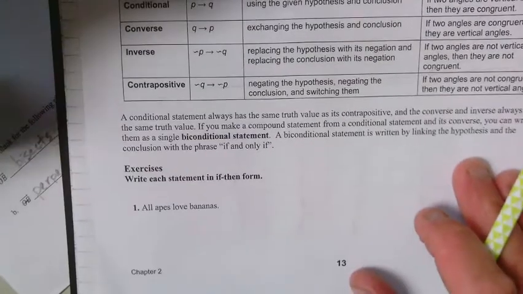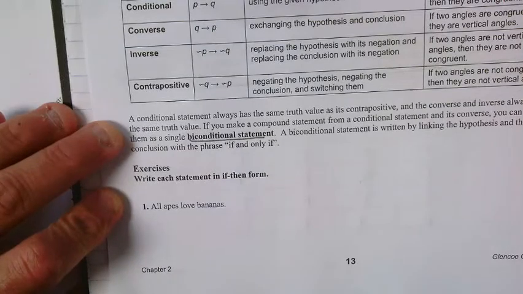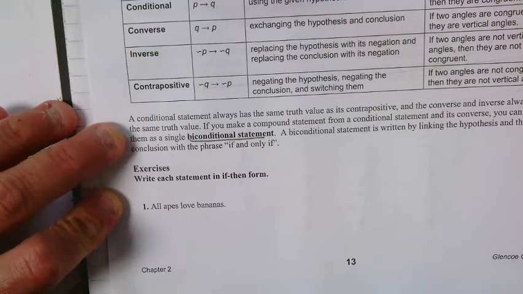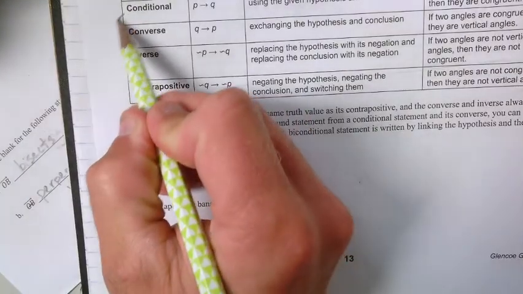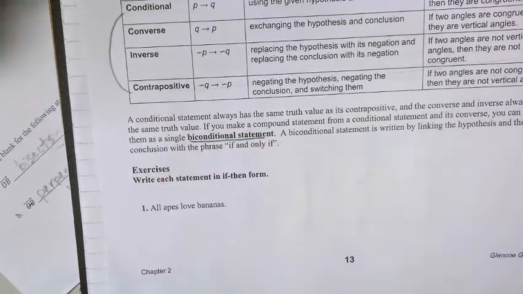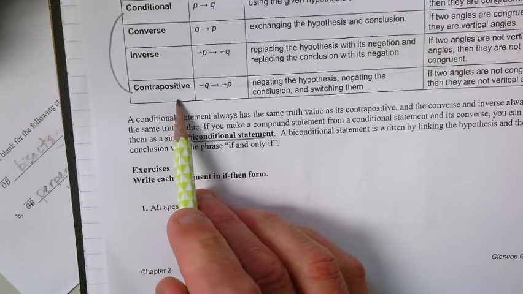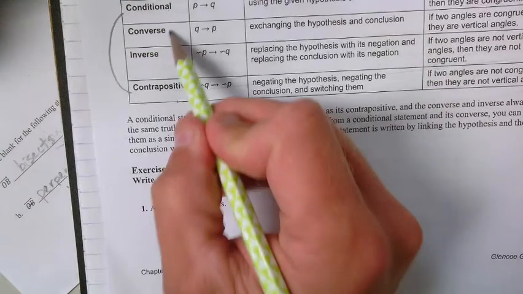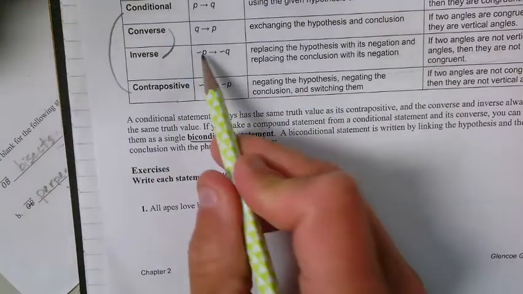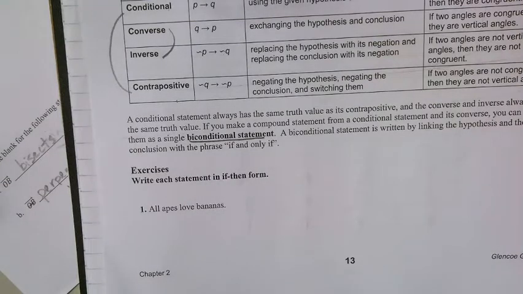Oh, and the last statement, I forgot to mention this. Let's read this paragraph here about the biconditional. A conditional statement always has the same truth value as its contrapositive. So these two will always have the same truth value. If this is true, then this is true. It then says, and the converse and inverse always have the same truth value. So you're going to see this play out. Sometimes when we include the negative form, it can be confusing, so you can look back at the converse if you want to.